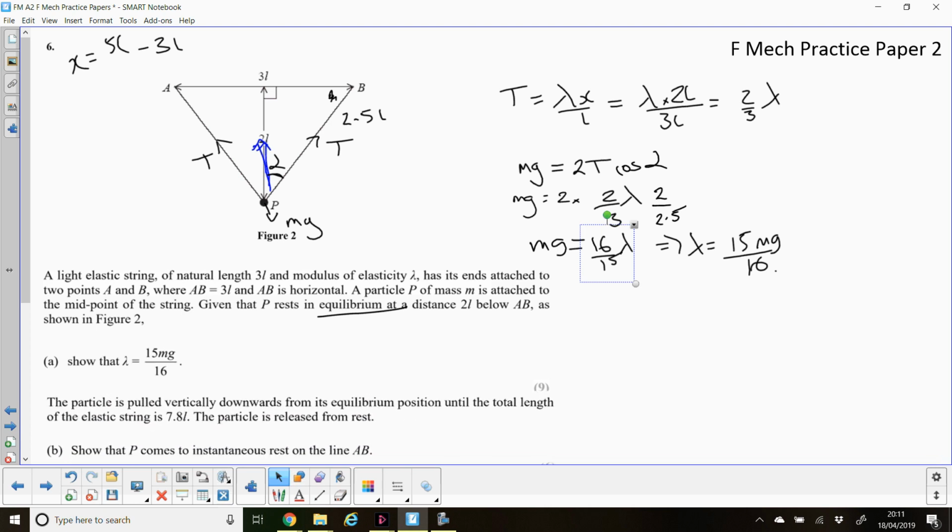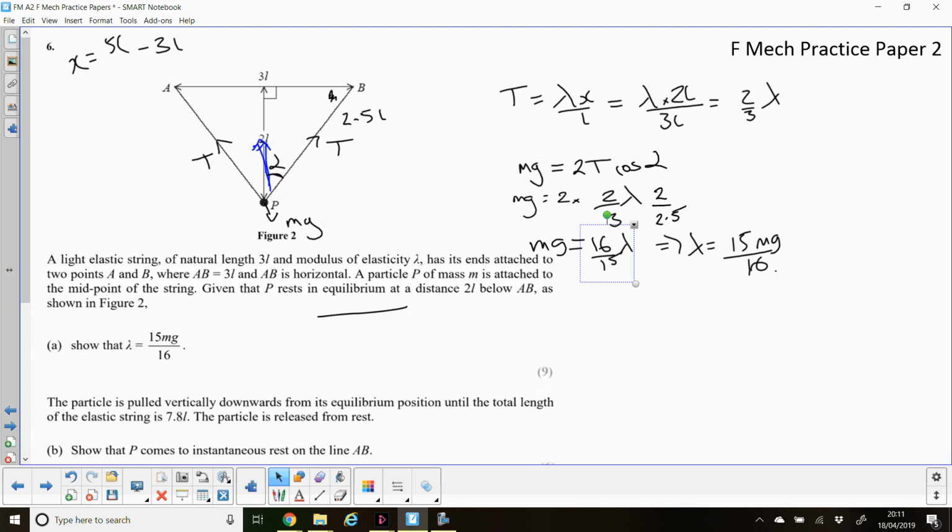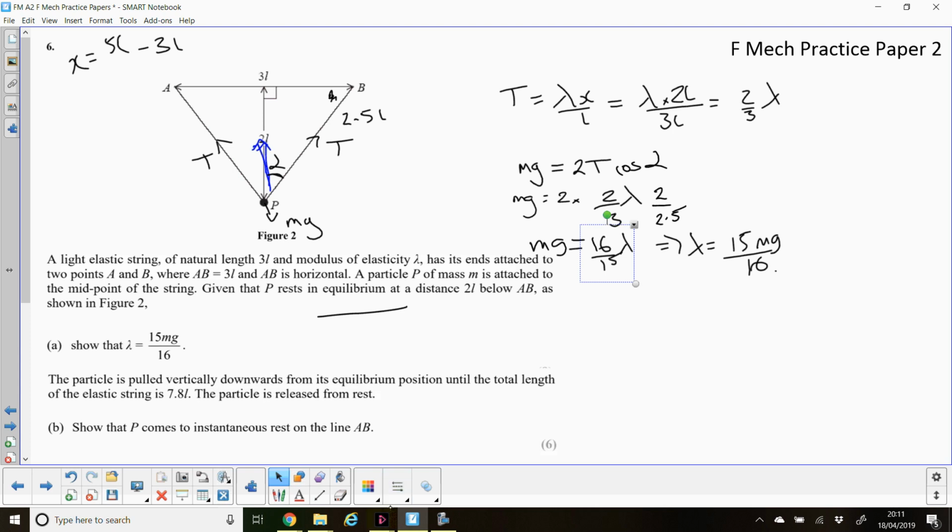Right, so now it's going to do something else. So now the particle's pulled downwards until the total length is, so here we go, this particle B, the total length is 7.8L, so that means this side is 3.9L. This distance here is still 3L, and you can use a bit of Pythagoras to find out that distance there is 3.6L.